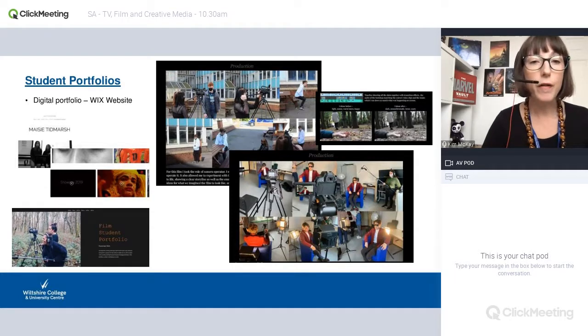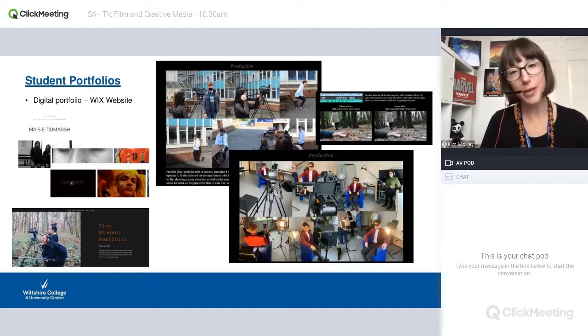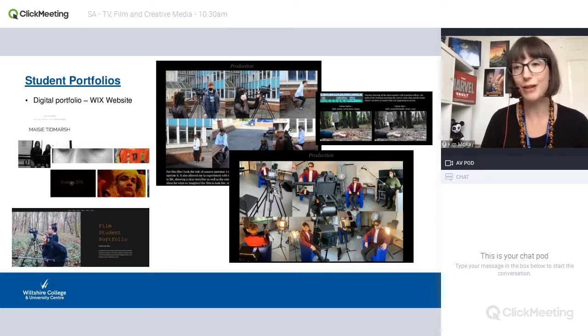So a big part of being a student on our courses within the creative media production is your student portfolio. And this is how we mark all of your work. We don't use any paper. You don't hand in paper formats, even if they're essays, etc. Everything is done on a website. We use a program called Wix, which is a free program, and you may have heard of it or even used it. And this is where all your work goes.